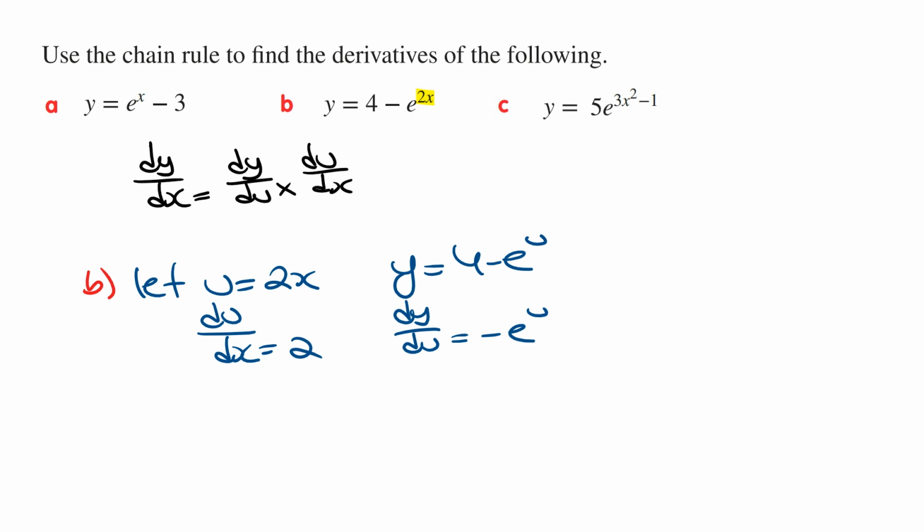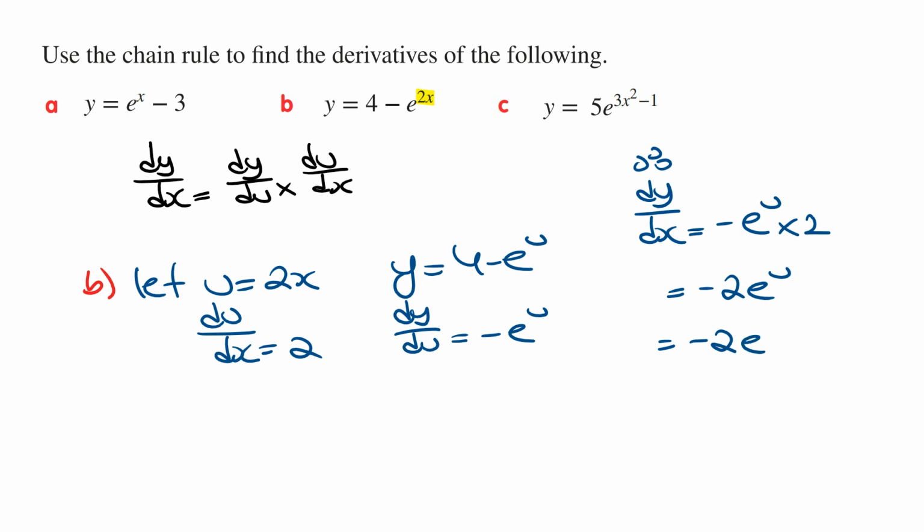And now subbing this into the chain rule formula, dy dx is going to be dy du, which is minus e to the u, times du dx, which is 2. Simplifying this, this is going to be minus 2 e to the u. And now we're subbing u back in as a function of x. And so this is going to be minus 2 times e to the 2x.